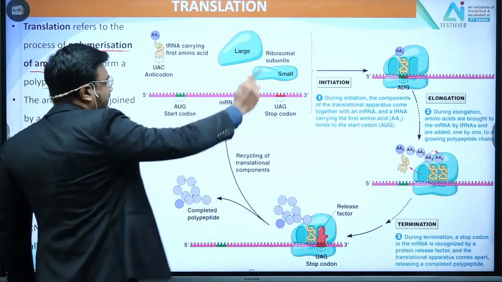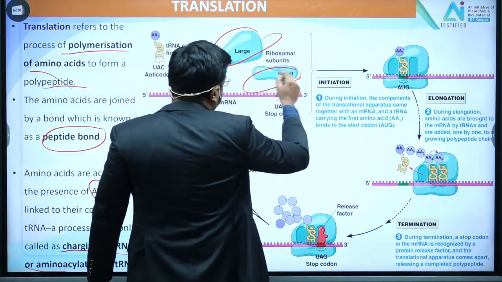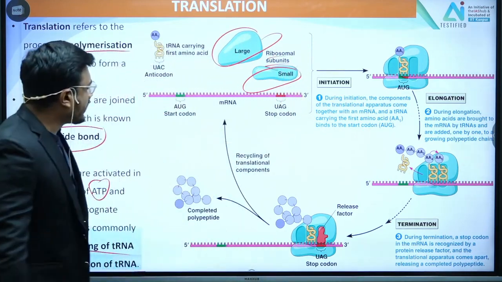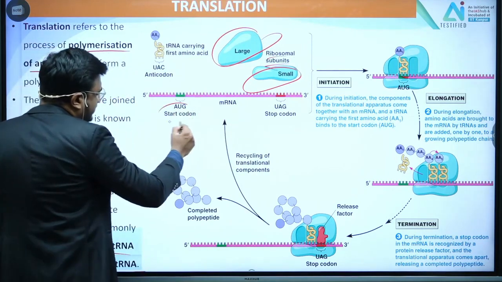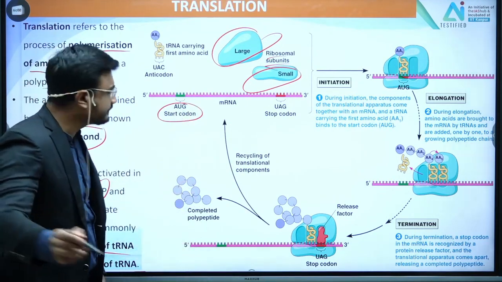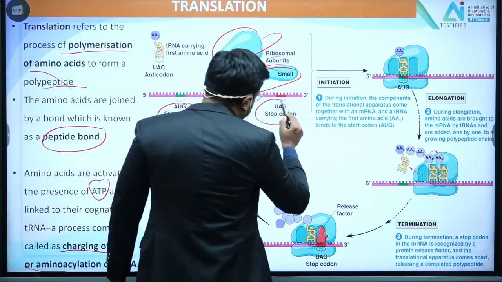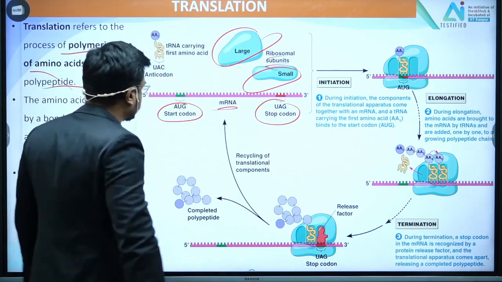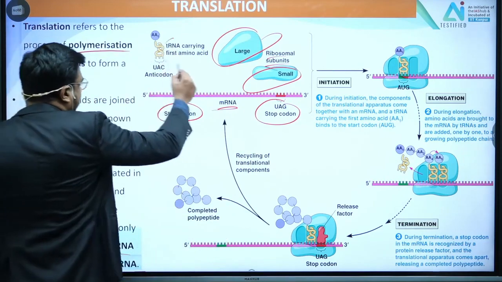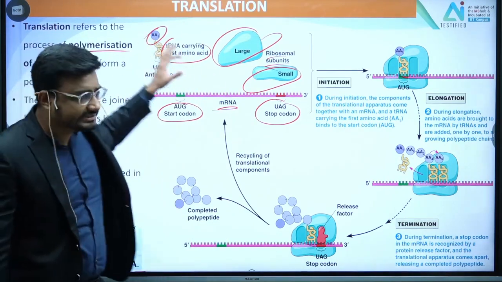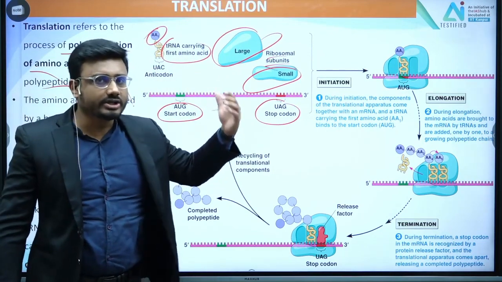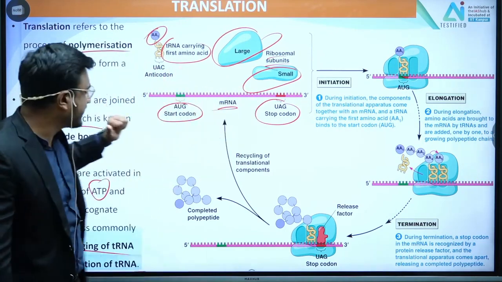So here we have the large and the small ribosomal subunits. Here we have the mRNA, here we have the start codon, that is AUG, and here we have the stop codon, that is UAG. So this is the mRNA. Here we can see that the tRNA is carrying its first amino acid. The amino acid is attached to the amino acid acceptor end of the tRNA.